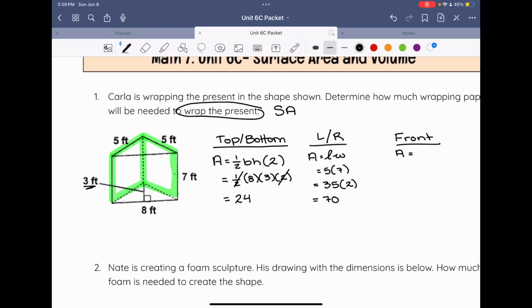All right, my last rectangle is on the front, so length times width. There's only one of these, and that is 8 times 7. So 8 times 7 is 56, and I'm going to add everything up together. So the total surface area, 24 plus 70 plus 56. 150 feet squared.